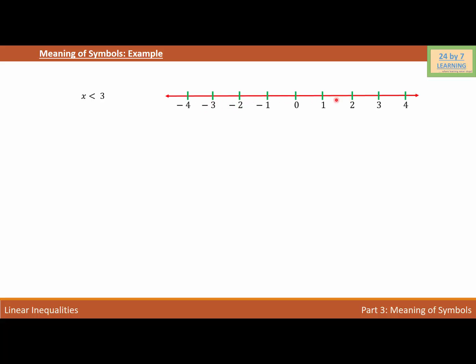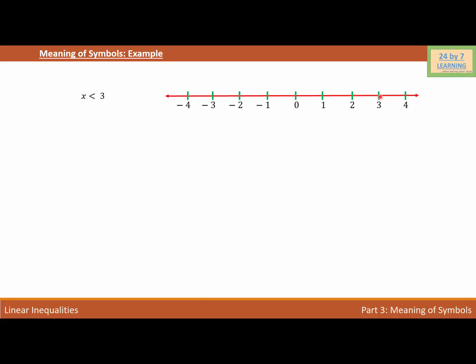So this is my number line, where this is my origin and all the numbers on the right of origin are positive and all the numbers on the left of origin are negative. As you can see, the value of x is less than 3. So basically this is the position where the value of x starts and every value less than 3 will be part of that inequality. And as you can see, the end value is not included.